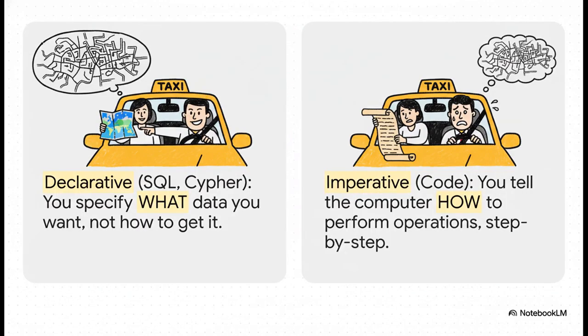Okay, but how do you actually talk to these databases? How do you ask them questions? This brings us to a really important idea, declarative versus imperative querying. With an imperative approach, you have to write code that tells the database step by step how to find what you want. But with a declarative language like SQL or the graph language Cypher, you just describe what you're looking for and you let the database figure out the best way to get it for you.